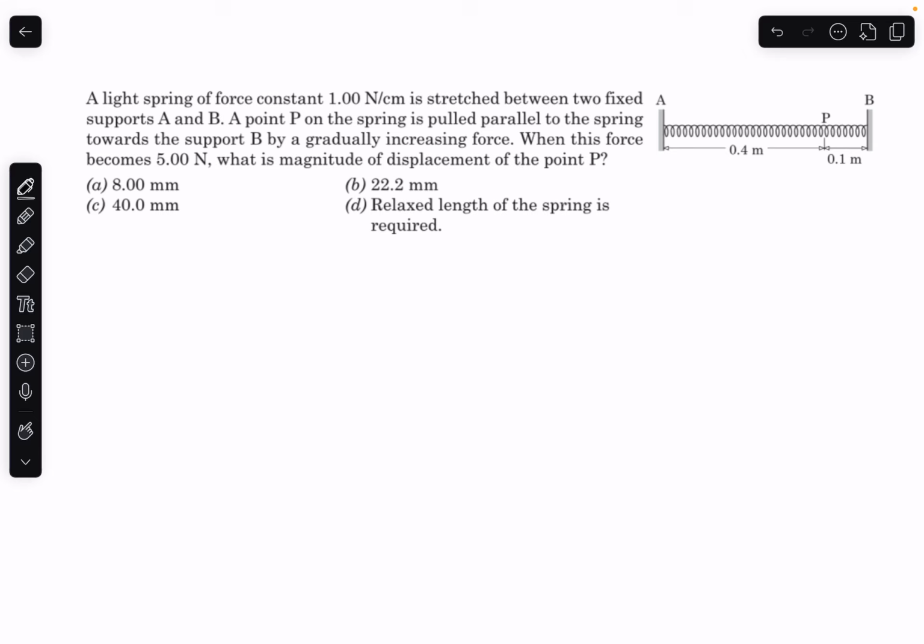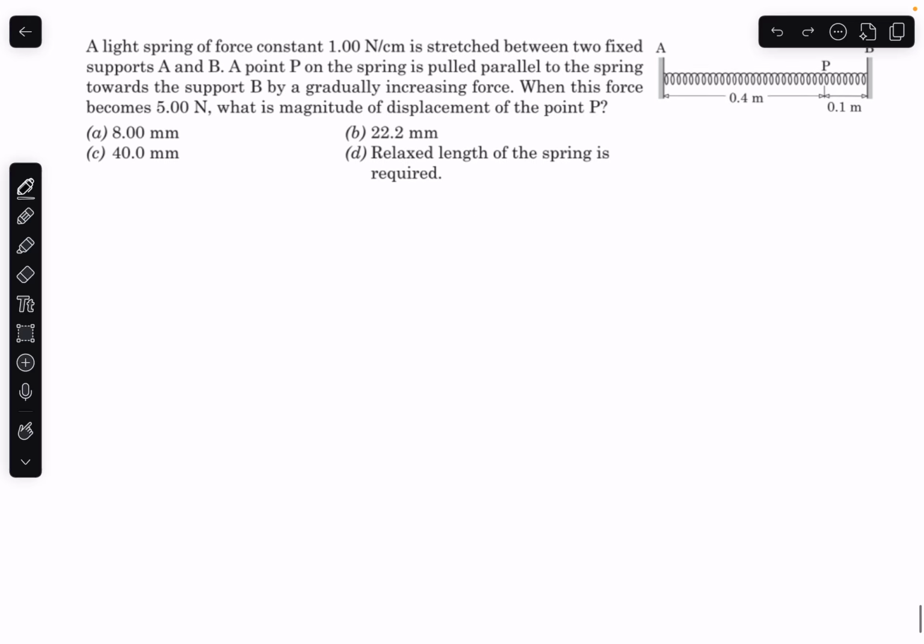This is the point P. It is pulled to the right by a gradually increasing force. As it is pulled to the right, more force will be required because there will be elongation and compression in the two springs. When this force becomes 5 Newton, what is the magnitude of displacement of the point P?